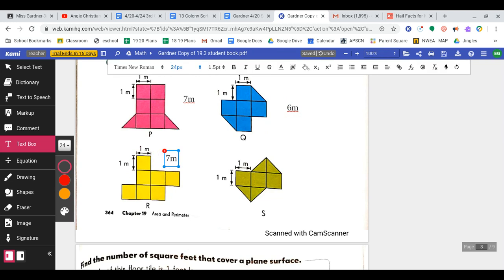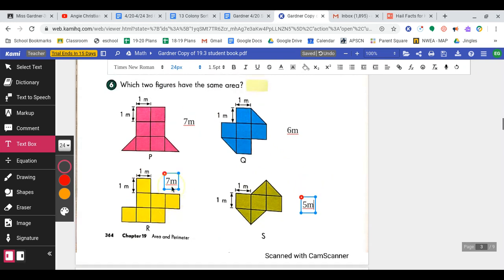So we can already tell that's the same as figure P, but let's go ahead and find this as well. 1, 2, 3, 4, 5. Figure S has an area of 5 meters squared. So that shows us that figures P and R have the same area. Both are 7 meters squared.